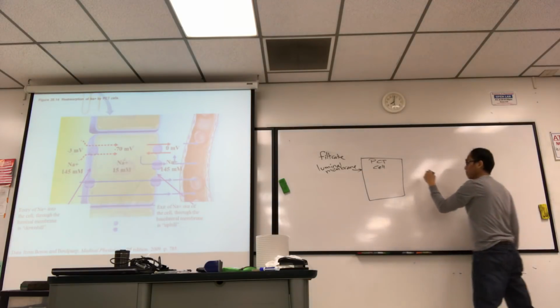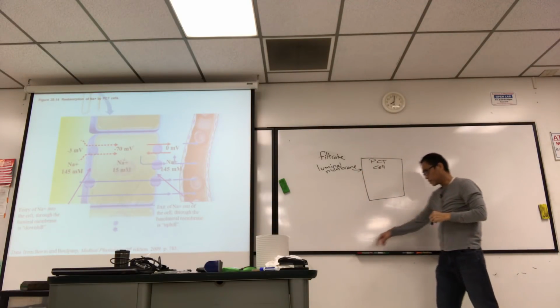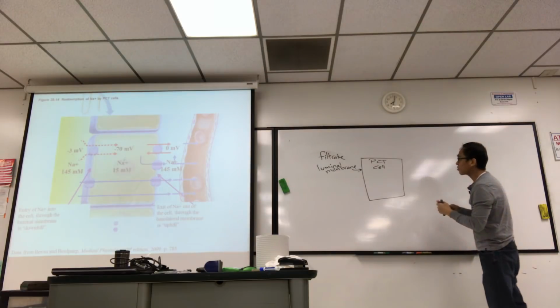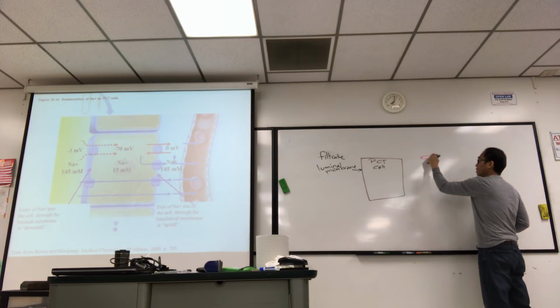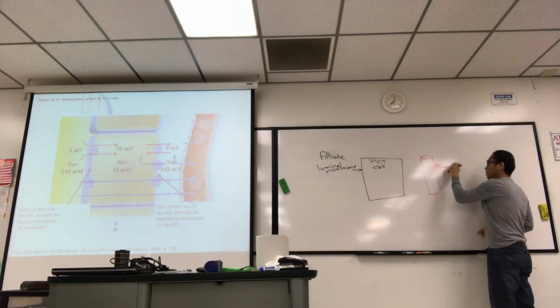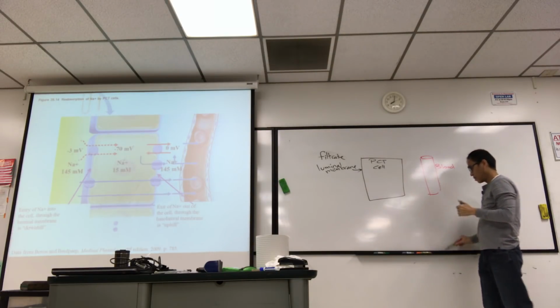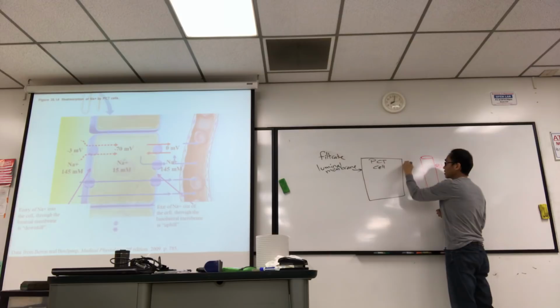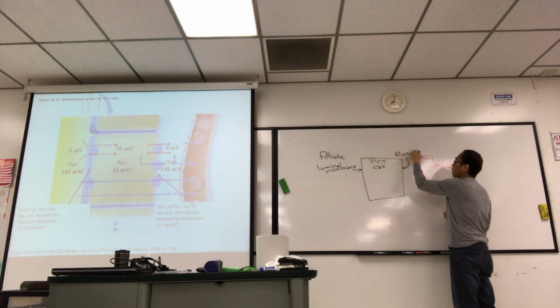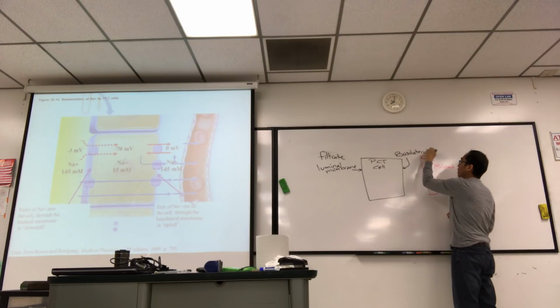And the side that faces the peritubular capillary or vasa recta, depending on what you're talking about, it's called the blood over here. The blood capillary. This is the side opposite, that's the basolateral membrane.